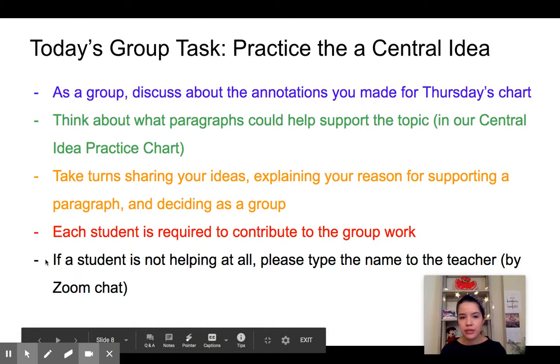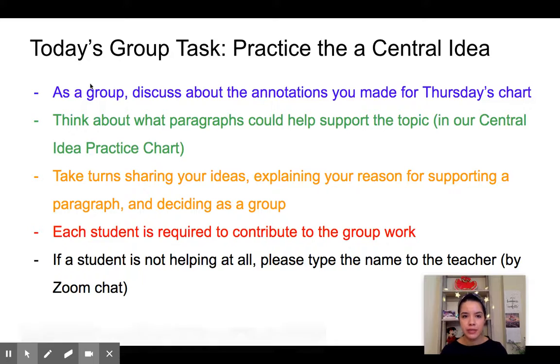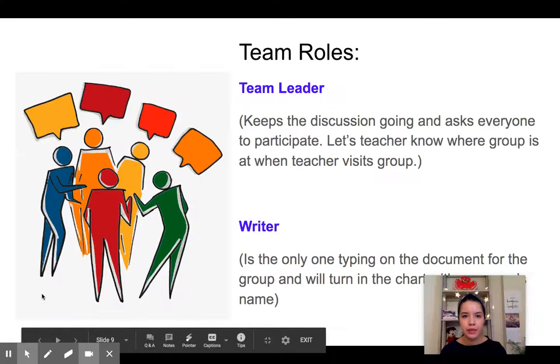Make sure your teammates know that you will not be working with them. If you do not tell anyone, then your team has the right to chat your name to the teacher, and I will follow up with that student. So make sure everybody's working as a team.